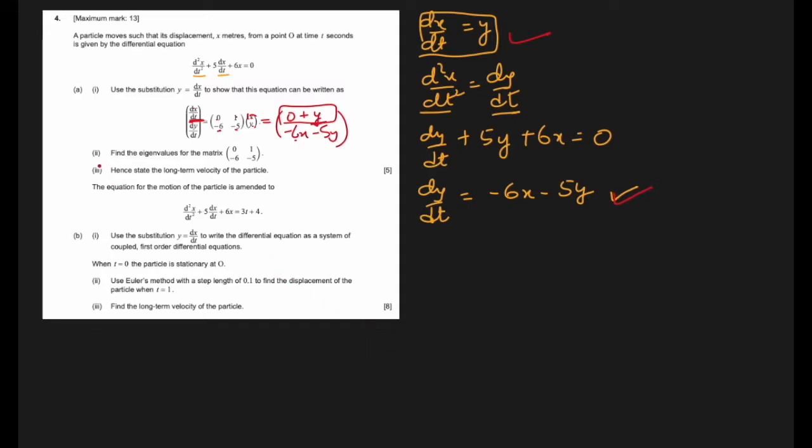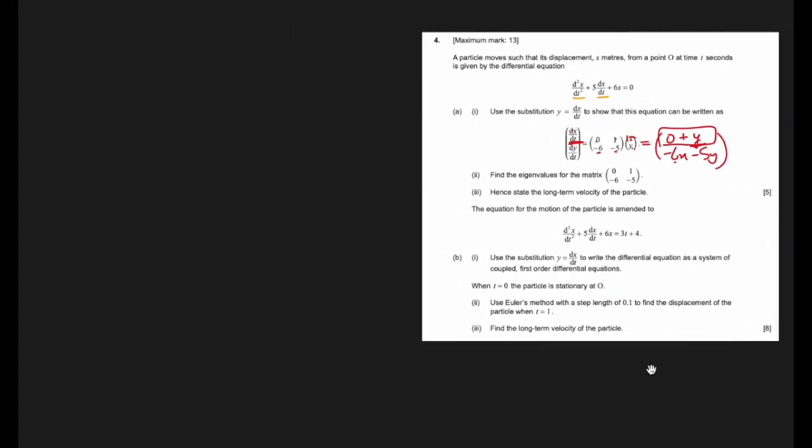Okay. Number 2. Find the eigenvalues for the matrix 0, 1, minus 6, minus 5. This is what we will do now. For that, let me write it here. I want the eigenvalues for the matrix 0, negative 6, 1, negative 5. So let's call it matrix A.